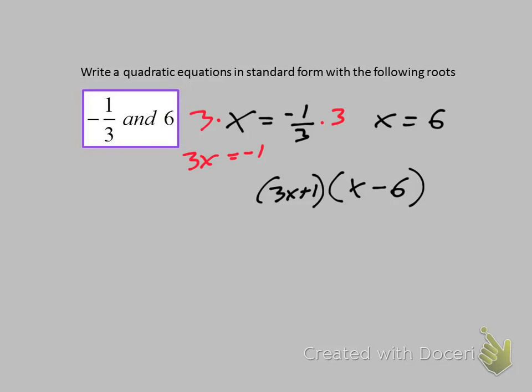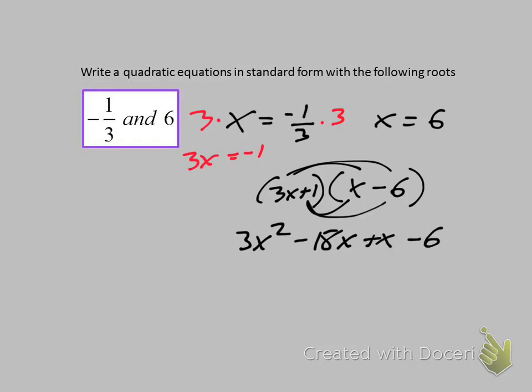What do you do next? FOIL. So 3x times x, 3x squared, 3x times negative 6, negative 18x, plus x, minus 6.